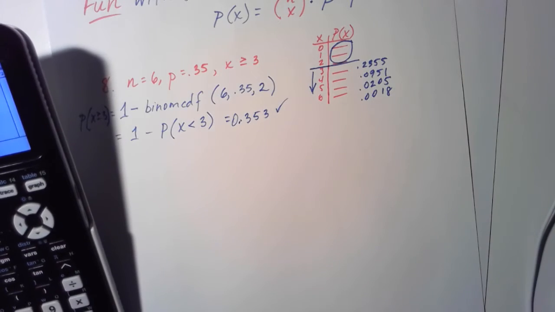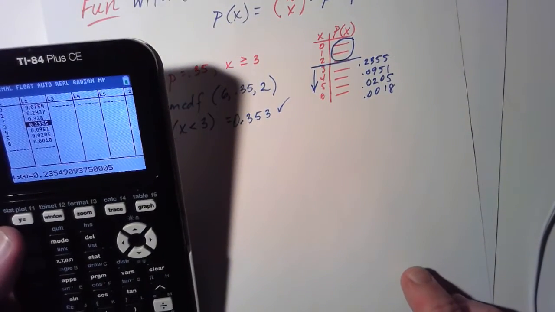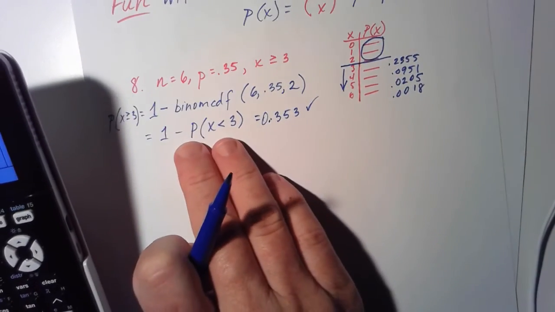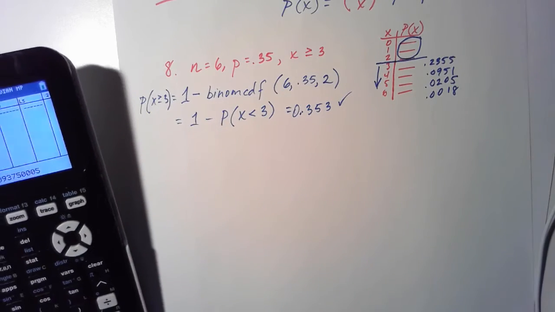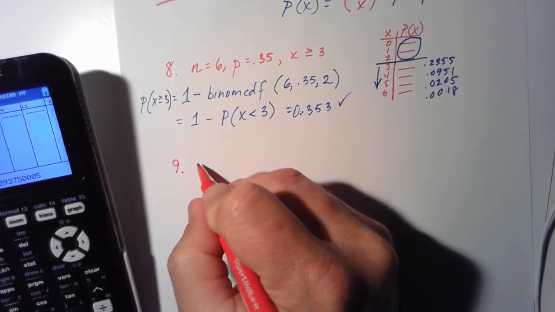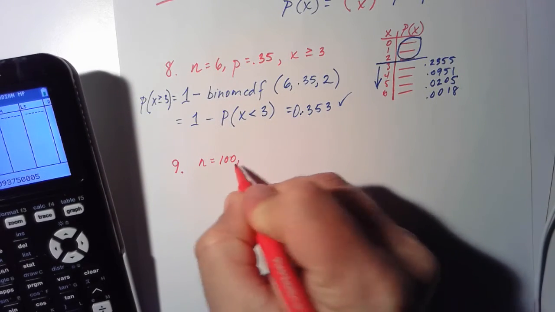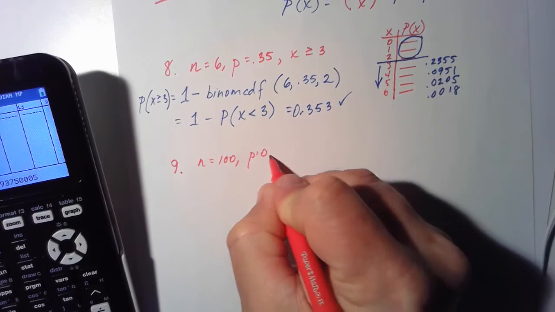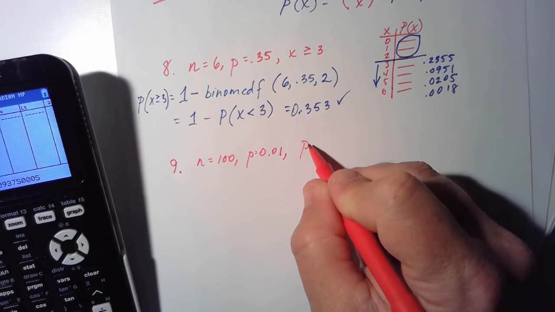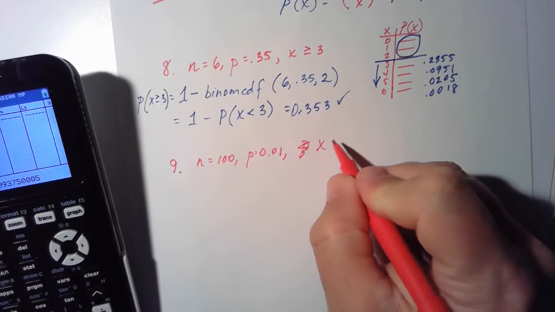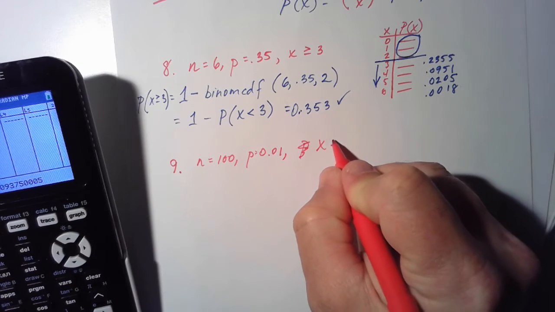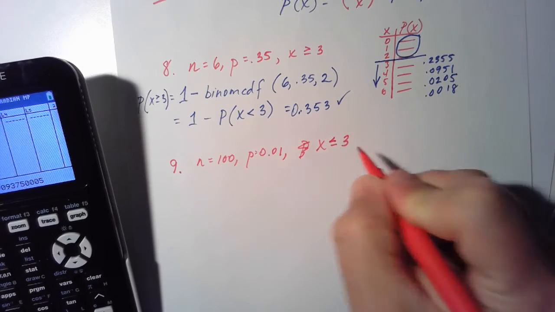Now let's take a look at no more than 3. You don't have to do this complement trick when it's less than or equal to, because that's what the CDF function is doing. So number 9 says this is 100, this is 1%, and then the probability, well, I should just write down x. X is no more than 3. So what is that? Well, it's 3 or less, no more than 3.